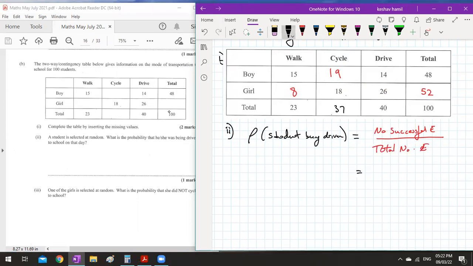So the number of successful events in this case would be 40 because 40 of them were driven to school, over how many students you have in total, which is 100. Now this will work out to 2/5 or 0.4, depending on how you want to write it. Both of them are correct. If you use a calculator, you get 0.4. If you use fractions, you will end up with 2/5.